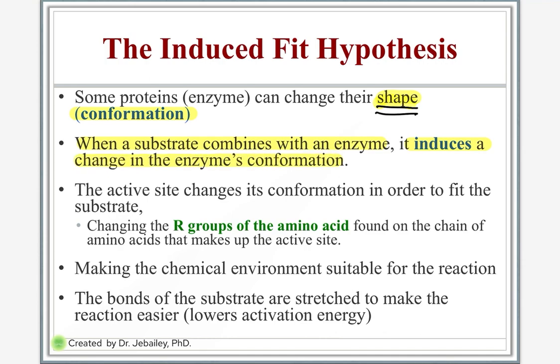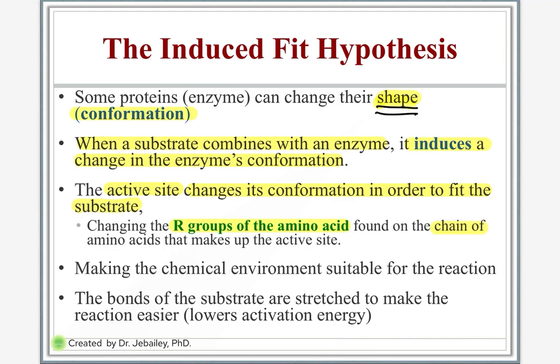Now, where exactly is the point in which you're changing the enzyme? It is the active site. So it changes conformation in order to fit the substrate. Now, more specifically, what about the active site? What is inside the active site that is changing? It is the R groups of the amino acids. Because remember, enzymes are made of amino acids. So that means even the active site is made of amino acids and it's being changed.